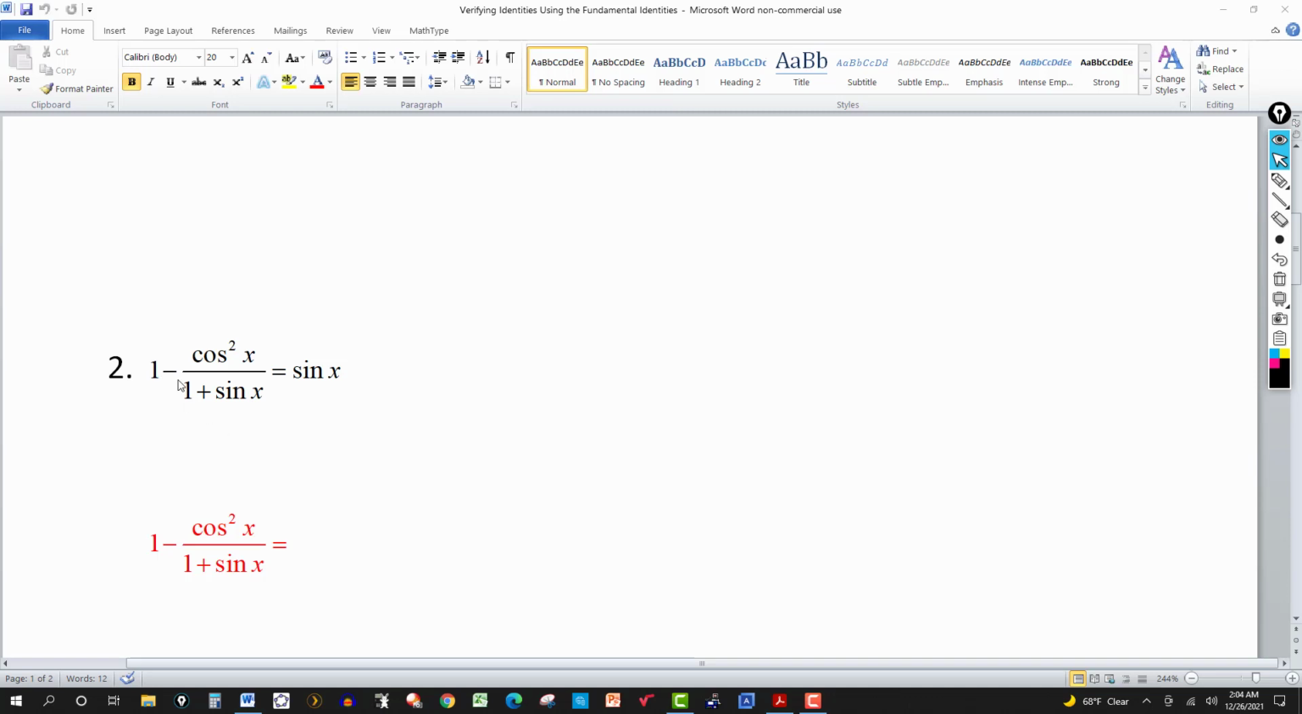So in this case, 1 minus cosine squared x over 1 plus sine x is more complicated than plain sine of x. So I have it written down. I'm going to start with the left side. So what do we get here? Okay, so 1 minus, so I want to write this over one denominator. This one has a denominator of 1 plus sine of x, and the 1, of course, is 1 over 1. You want to write that as a fraction. So my common denominator, should be clear, is 1 plus sine of x.